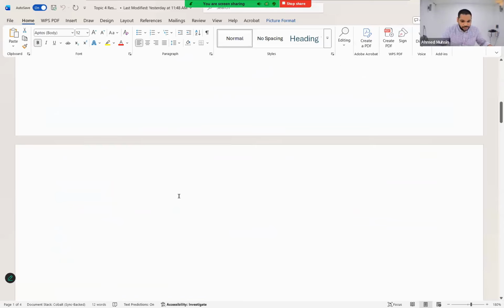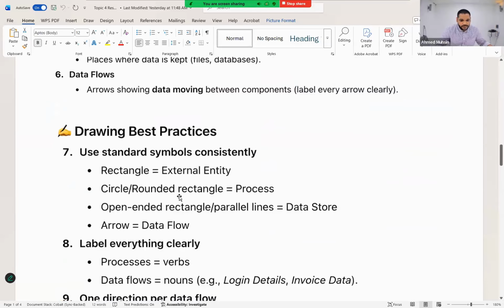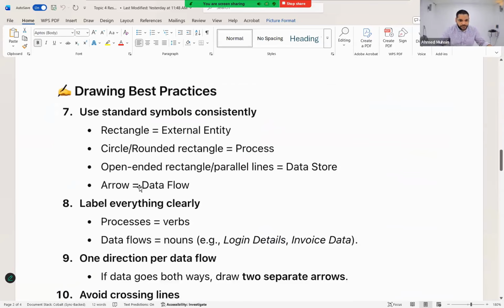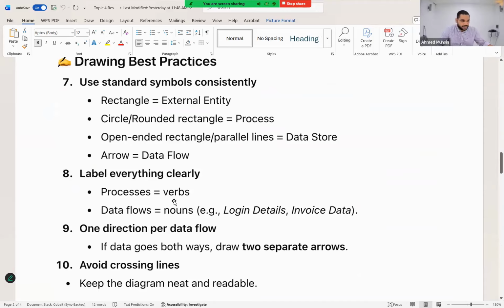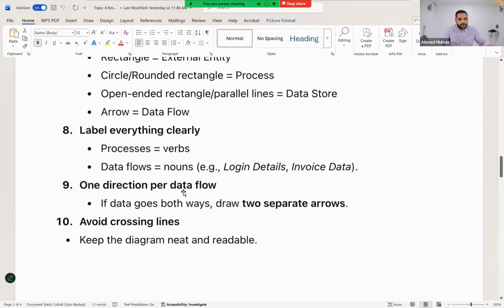Can you all read this rule here? These are the shapes. You have to use these shapes; you can't use your own shapes. Processes should be verbs. You know what verbs are? Actions. It should be in action form, like verifying loyalty, recording items. One direction per data flow. Every arrow can only go in one direction.